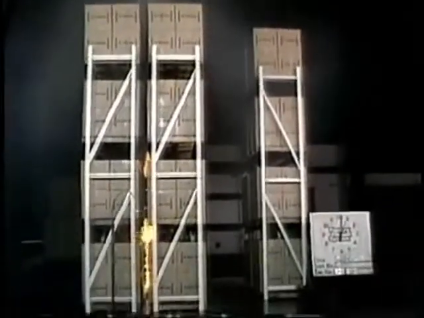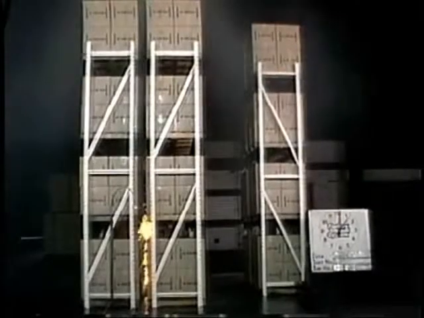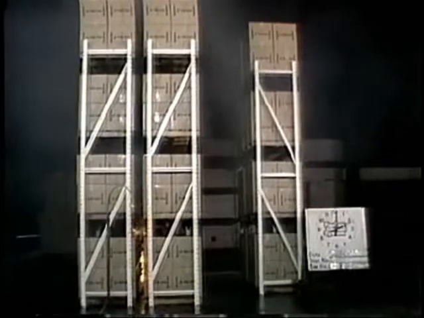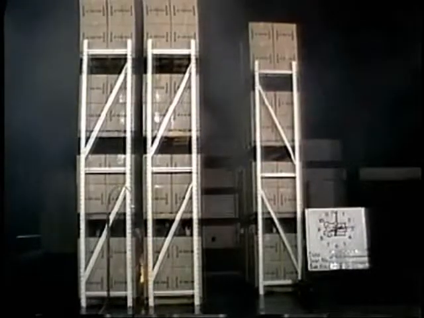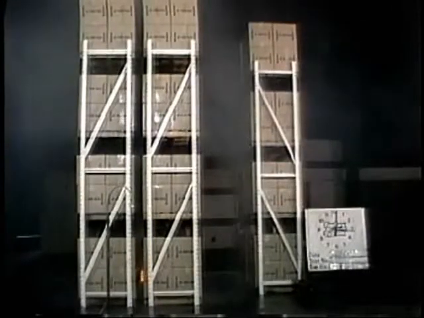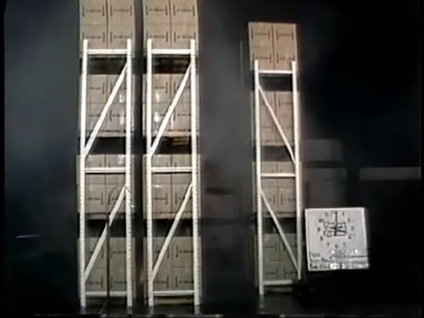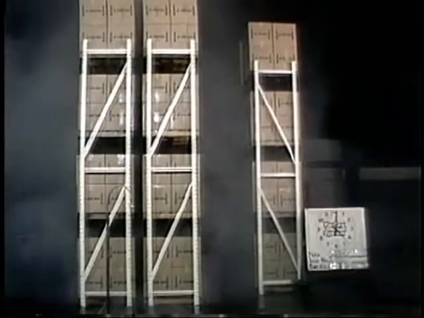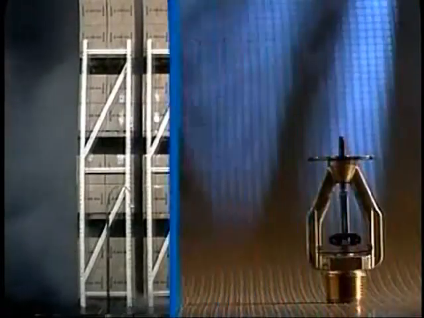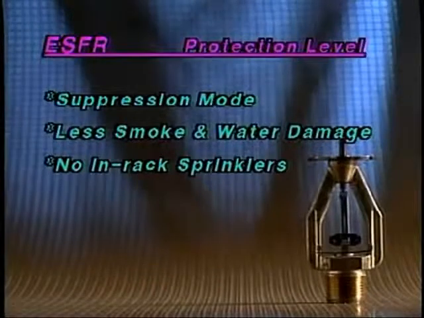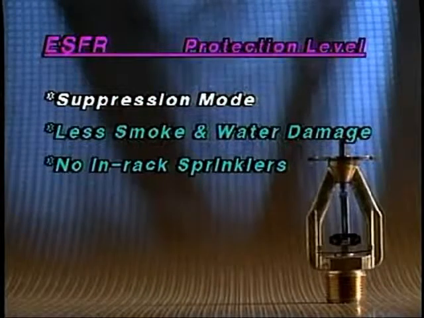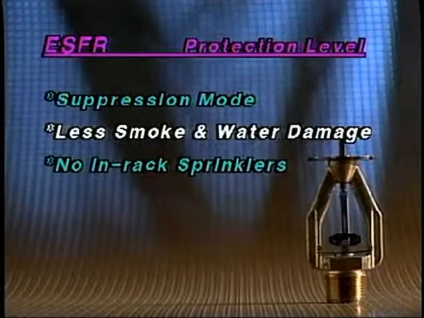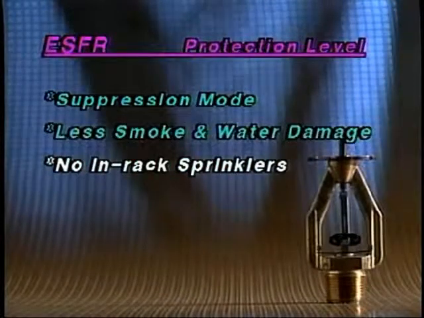It's designed to quickly respond to fires in the earliest stage of development and deliver a heavy sprinkler discharge onto the fire source itself, in effect, suppressing it. Research has shown that this approach results in a much smaller fire with fewer sprinklers operating. As a result, the need for pre-wetting the surrounding storage is reduced, lowering the amount of water damage. In terms of protection level, the ESFR is suppression mode technology, which generally results in less smoke and water damage than control mode technology, and it's designed to operate without in-rack sprinklers.